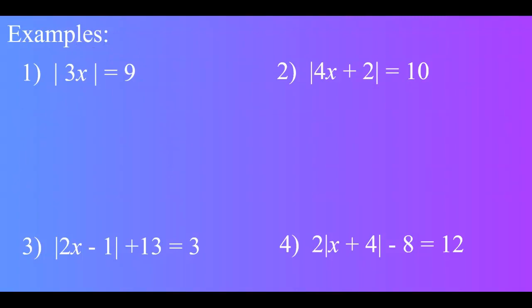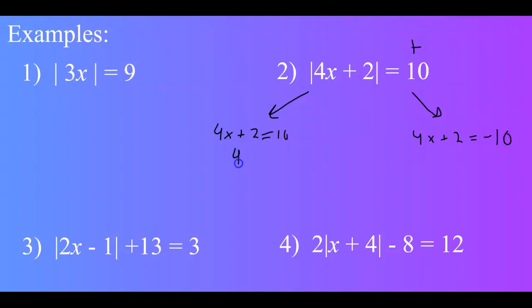There's nothing else on the left side except for the absolute value of 4x plus 2. So we can go straight to breaking this apart. We know that 4x plus 2 could be 10. And once again, that's a positive number, so that has to be positive for this to work. And then 4x plus 2 could also equal negative 10. Whatever that comes out to be, it could be 10 or negative 10.